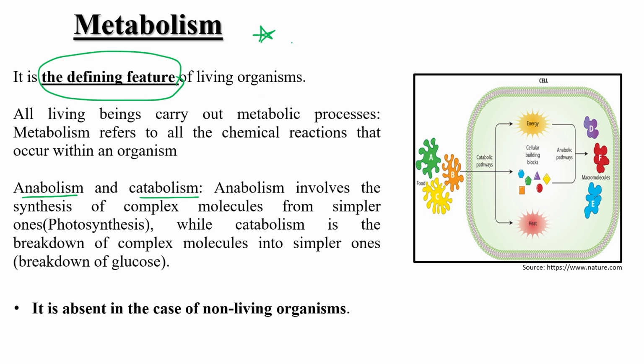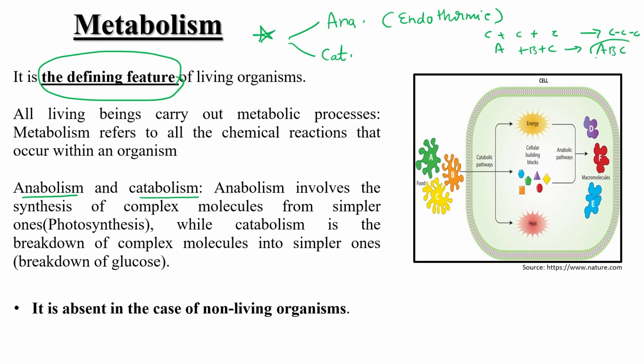First is anabolism and another one is catabolism. So in anabolism, what will happen? Anabolism is an endothermic reaction. Why? Because in anabolism, with the help of multiple steps, we are able to produce a complex molecule from simple ones, for example A plus B plus C is equal to ABC. It is a complex process, and for bond creation between the molecules we need energy. So that's why anabolism is an endothermic process.